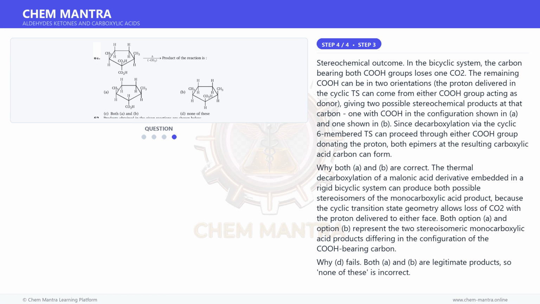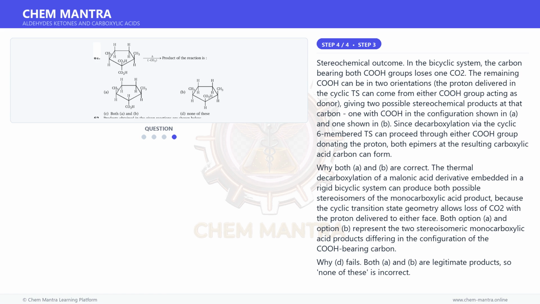Since decarboxylation via the cyclic six-membered TS can proceed through either CO2H group donating the proton, both epimers at the resulting carboxylic acid carbon can form. Why both A and B are correct?